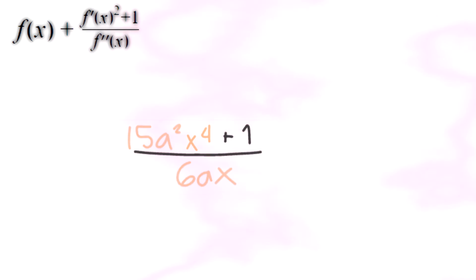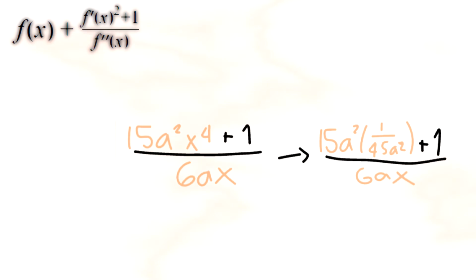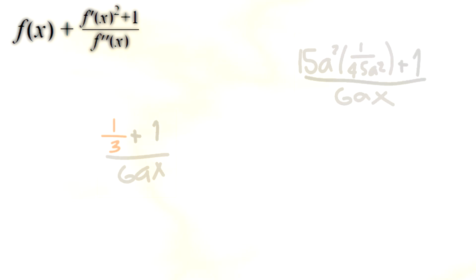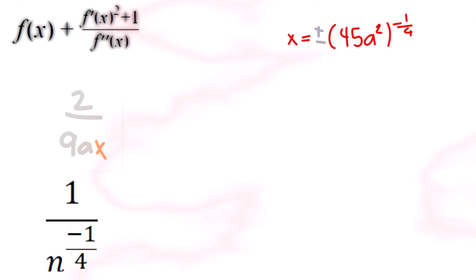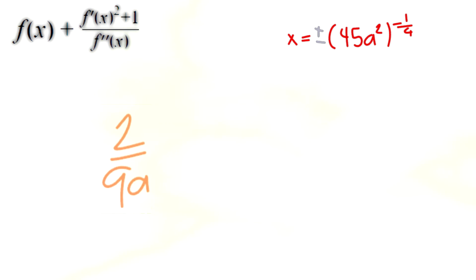With that, we can now unsub the x, where we get 15a squared times 1 over 45a squared. This term simplifies to just 1/3, because the a's cancel. This then adds to 1 where it's 4/3. This divided by the 6, we get 2/9ax. Now, since our x value is on the denominator and has a negative power, this power becomes positive on the numerator. With that, we get 2/9a times 45a squared to the power of 1/4.